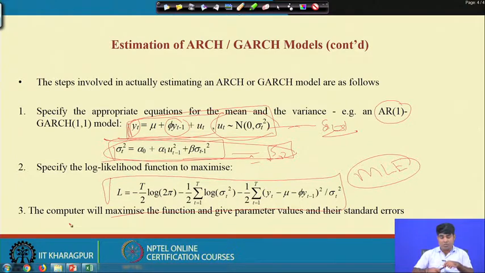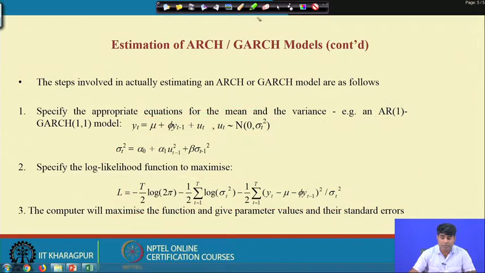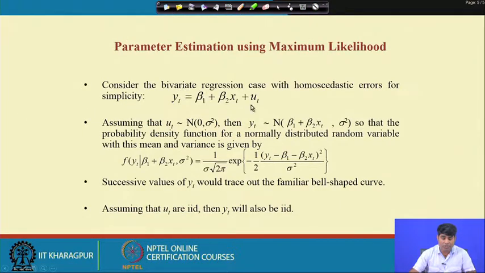That is the kind of starting point, and the software will maximize this function and give the parameter values and their standard errors. So, technically we look here at the values of the parameters, that is alpha 0, alpha 1 and beta. That is the kind of thing we are supposed to have here. So, accordingly moving forward we will have the equation like this.